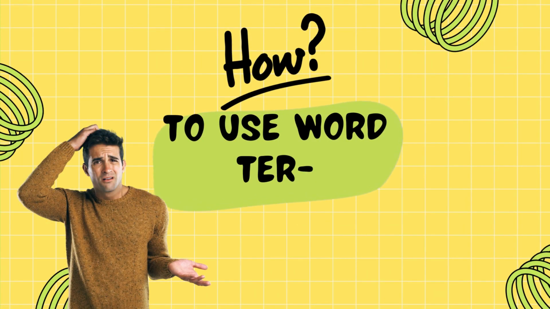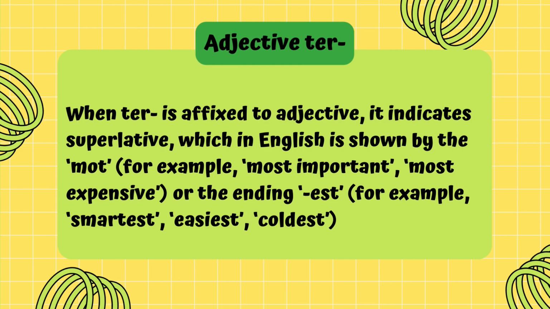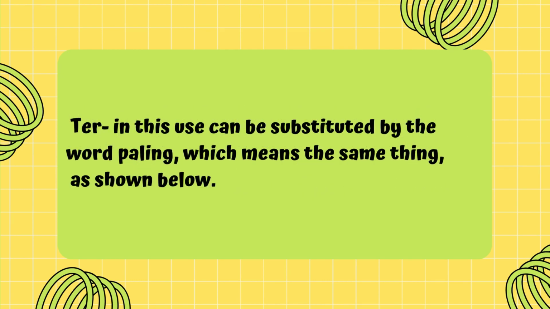How to use the word ter. The adjectives are easier to remember because they have only one general meaning, while the verbs have several meanings. Adjective ter. Ter is affixed to an adjective. It indicates the superlative, which in English is shown by the word most, for example, most important, most expensive, or the ending -est, for example, smartest, easiest, coldest. Ter in this use can be substituted by the word paling, which means the same thing, as shown below.